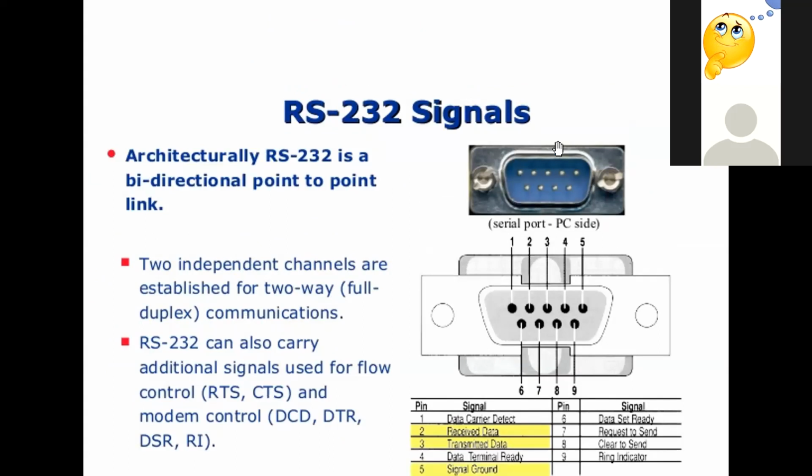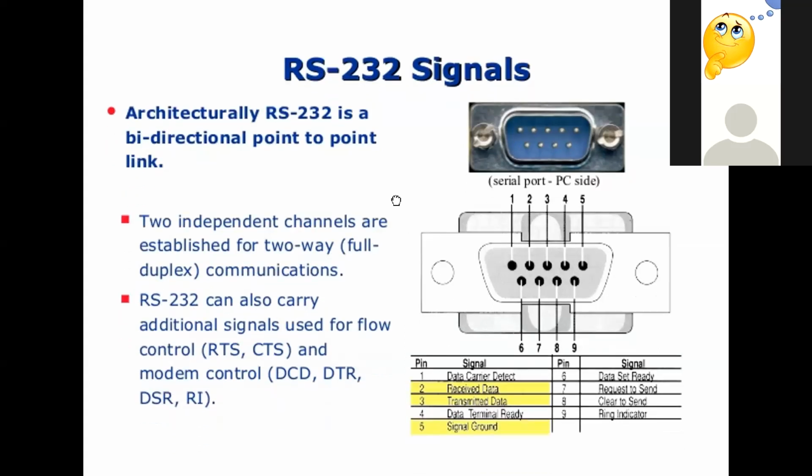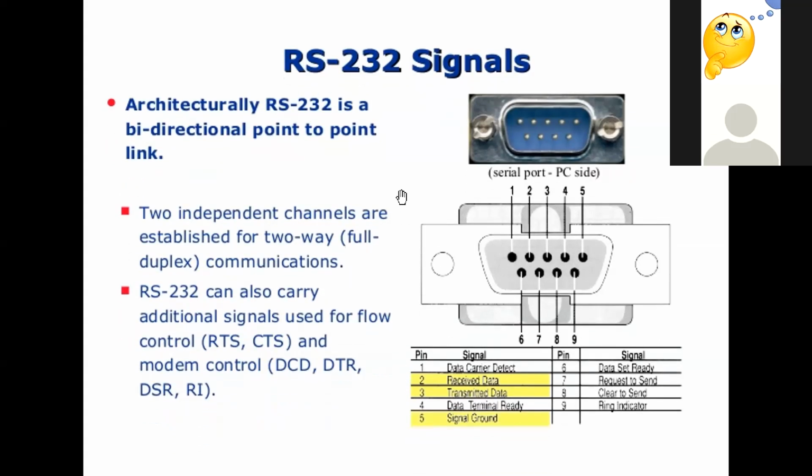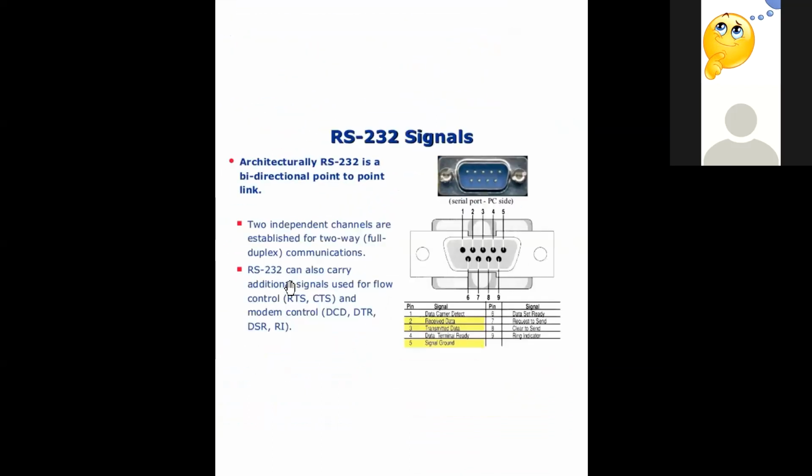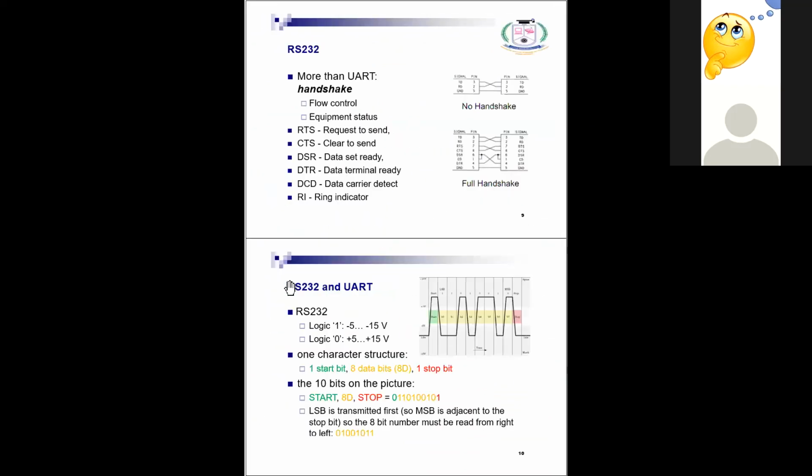So this is my serial port. It is compatible to connect with a system, or I can connect it with a TV or modem. You have seen the 9 pins over there. It is a full duplex communication, which means the communication is bidirectional. Now I will tell you about the RS232 signals.